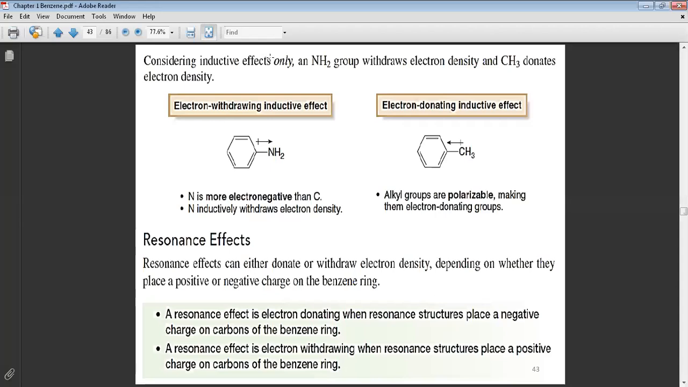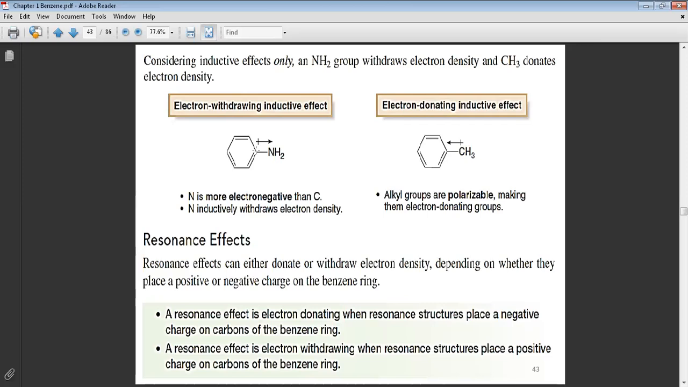Look here again. Considering the inductive effect only, if we talk about just the inductive effect, will the NH2 group be withdrawing or donating? It will be withdrawing. Why? Because nitrogen is more electronegative than carbon. Which one has higher electronegativity, the nitrogen atom or the carbon? Nitrogen. That means the nitrogen will be partially negative and the carbon here will be partially positive. That means this group is withdrawing.